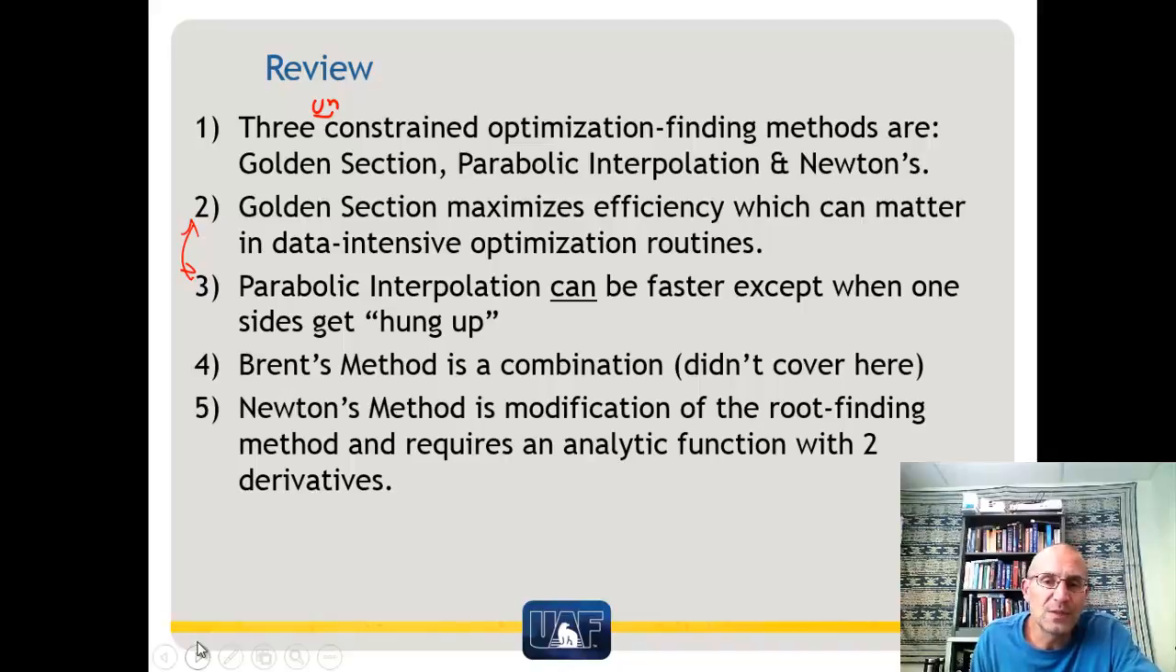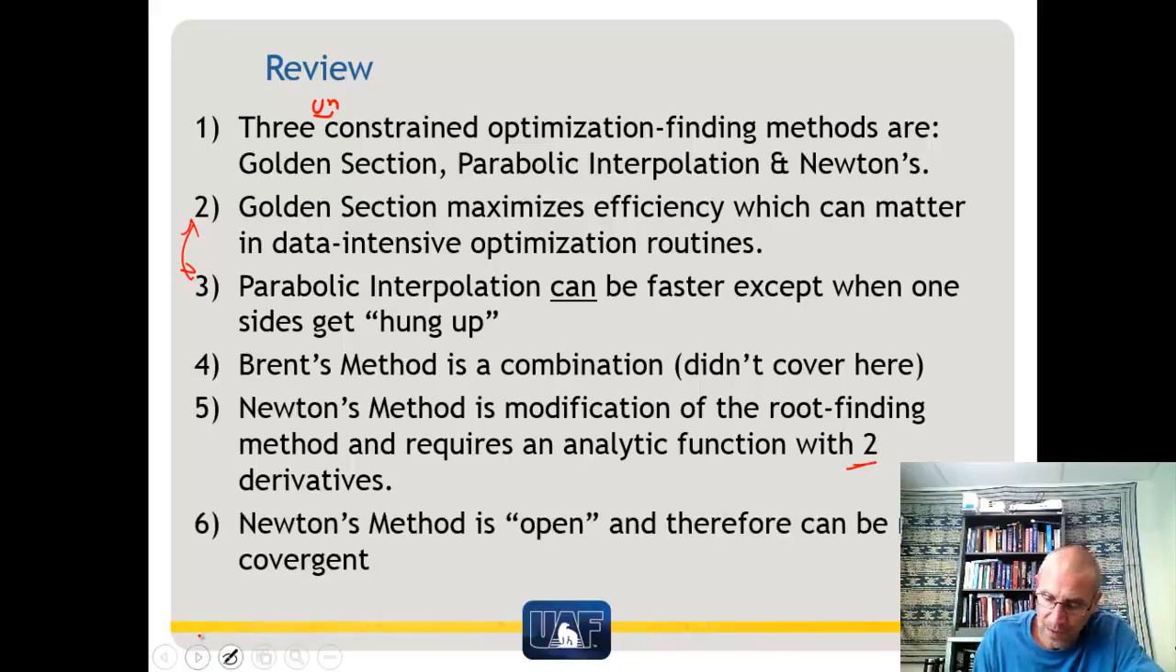And lastly, we talked about Newton's method. It's a modification of the root finding method, but what it requires is an analytic function that you can go and determine two derivatives of. And finally, Newton's method is an open method. We only start with one point, find the derivatives there, and that has the caveat in that it can be non-convergent. Both golden section and parabolic will always converge, assuming that your upper and lower bound the minimum or the maximum that you're looking for. Let me also just reiterate, all of these, I keep mentioning finding maximums, they also find the minimums just as well.